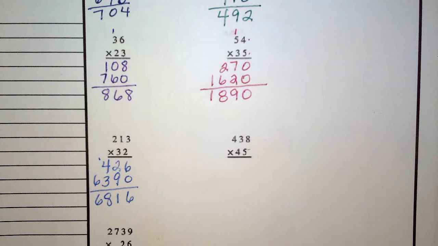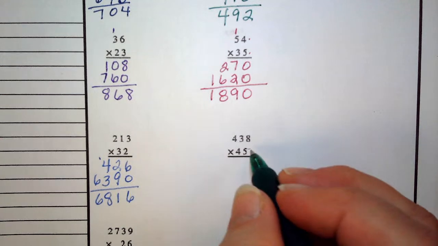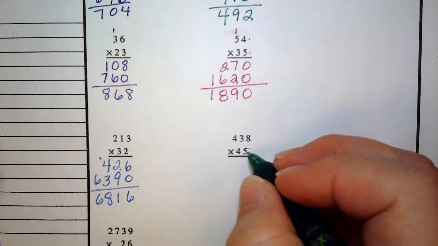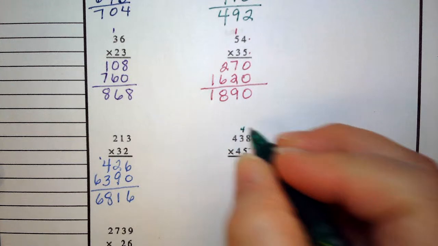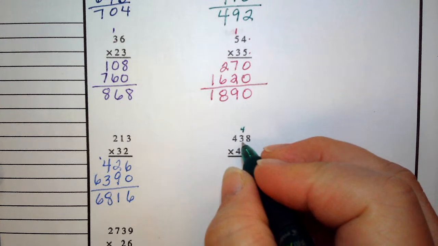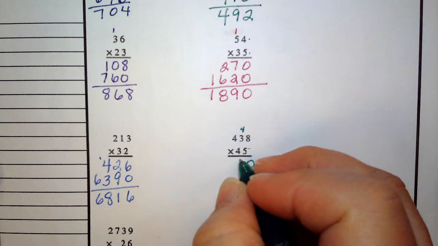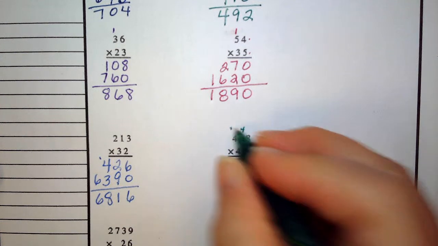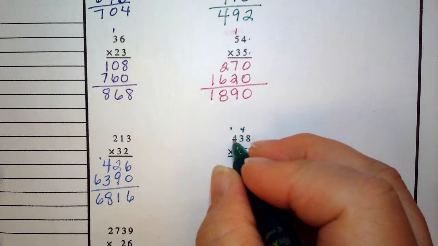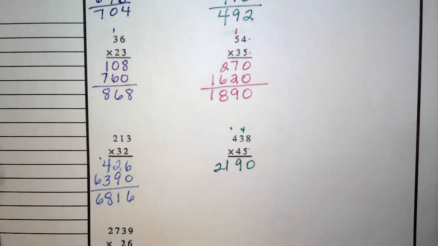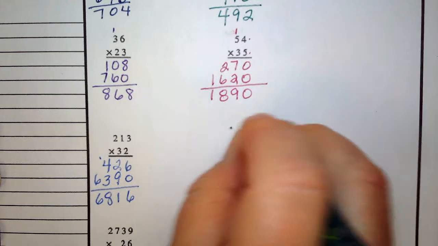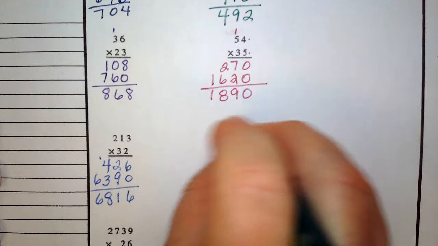This one's going to be a little bit harder because you've got to carry more numbers over. 5 times 8 is 40. I put a 0 down, carry a 4. 5 times 3 is 15. 15 plus the 4 is 19. Carry the 1. 5 times 4 is 20, plus 1 is 21. I'm going to erase my numbers there so I don't get confused.